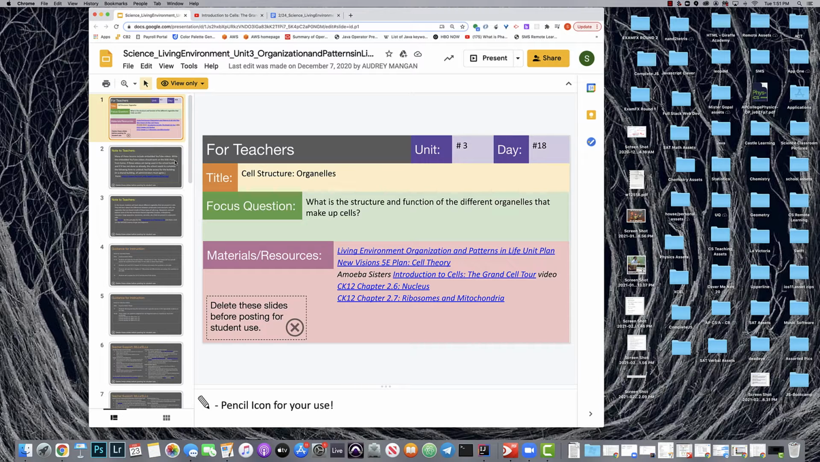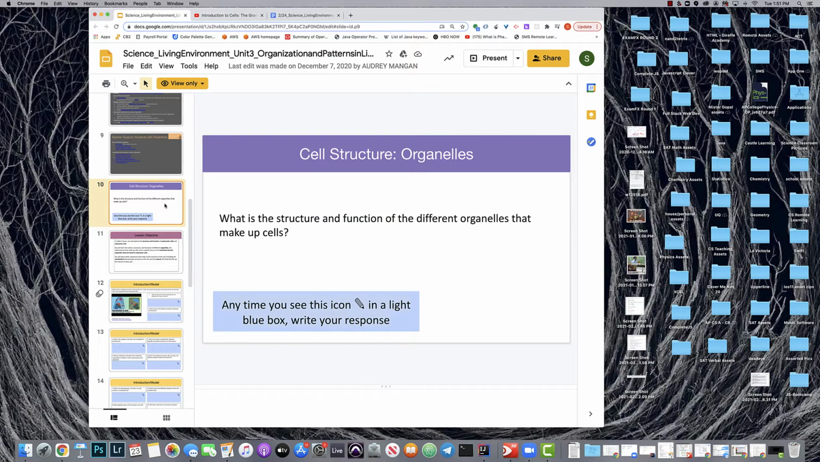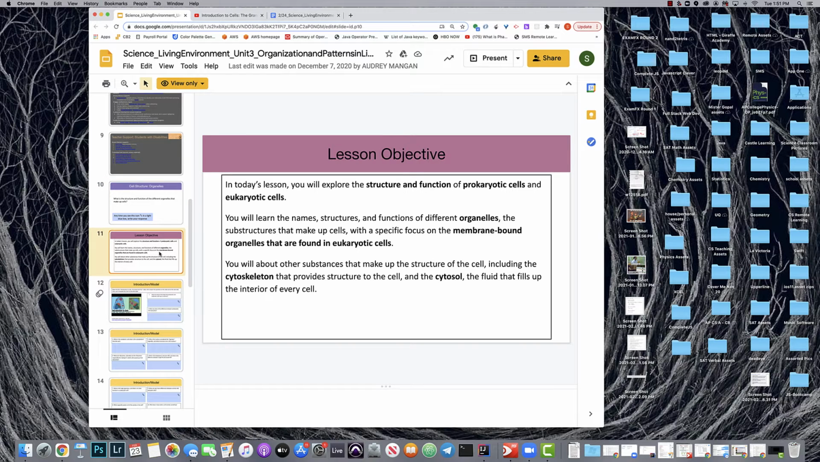So I'm going to hit the high notes of the lesson and then go into my supports. So we see that we have this initial question. I skipped over the teacher-facing slides in this. And then we have a lesson objective. We're going to explore structure and function of prokaryotic cells and eukaryotic cells, learn the name, structures, and functions of different organelles with a specific focus on membrane-bound organelles found in eukaryotic cells, and then talk a little bit about the cytoskeleton and the cytosol. So it gets pretty complicated pretty quickly.